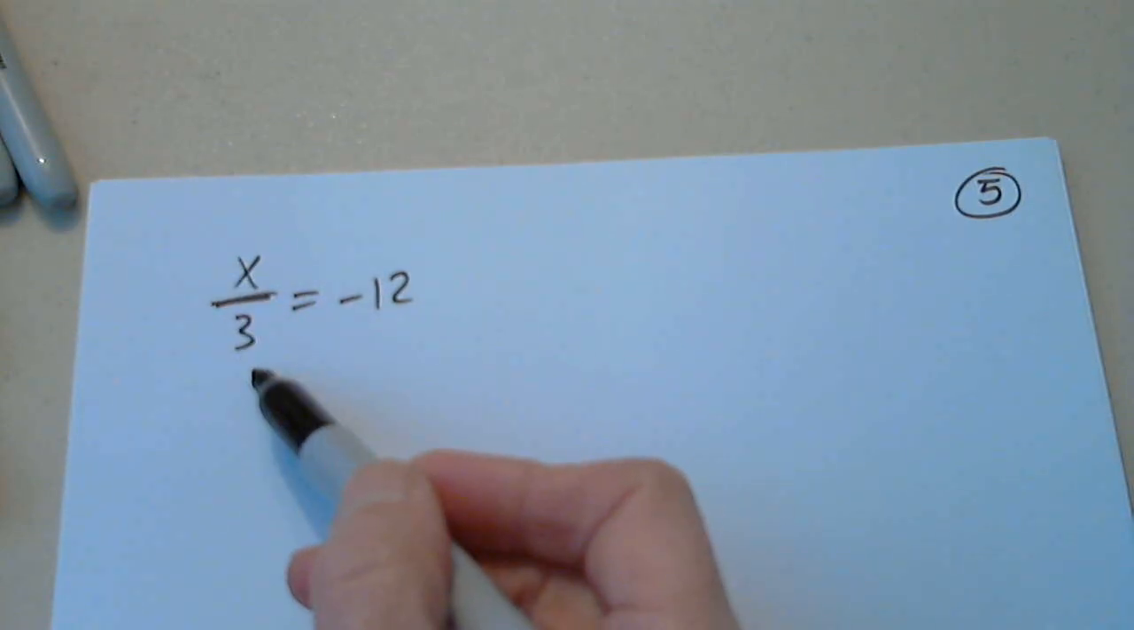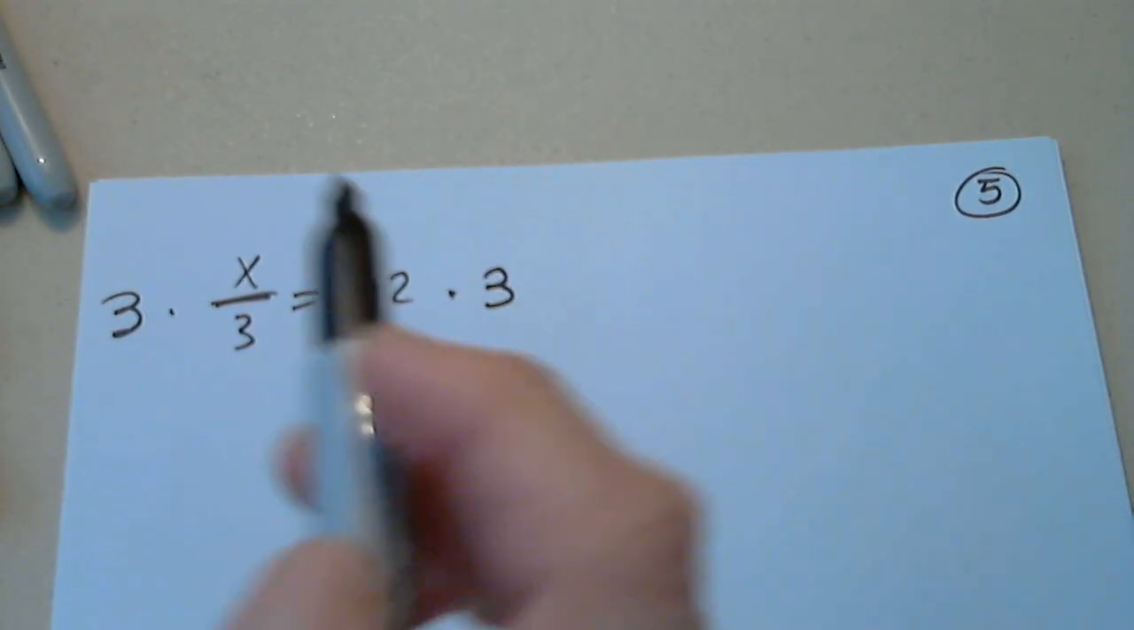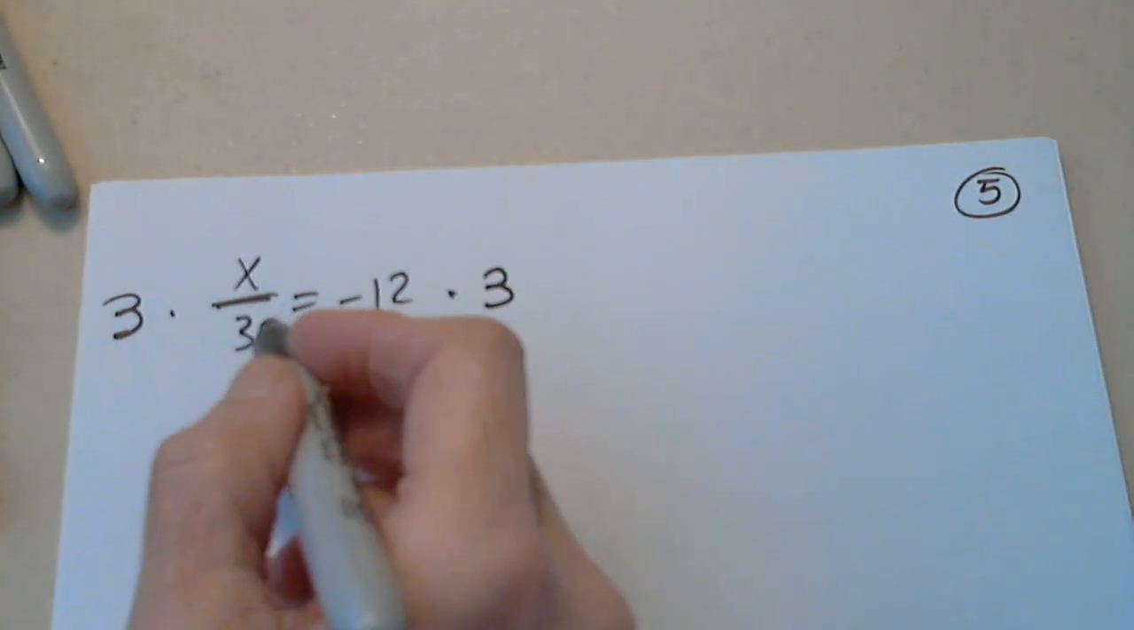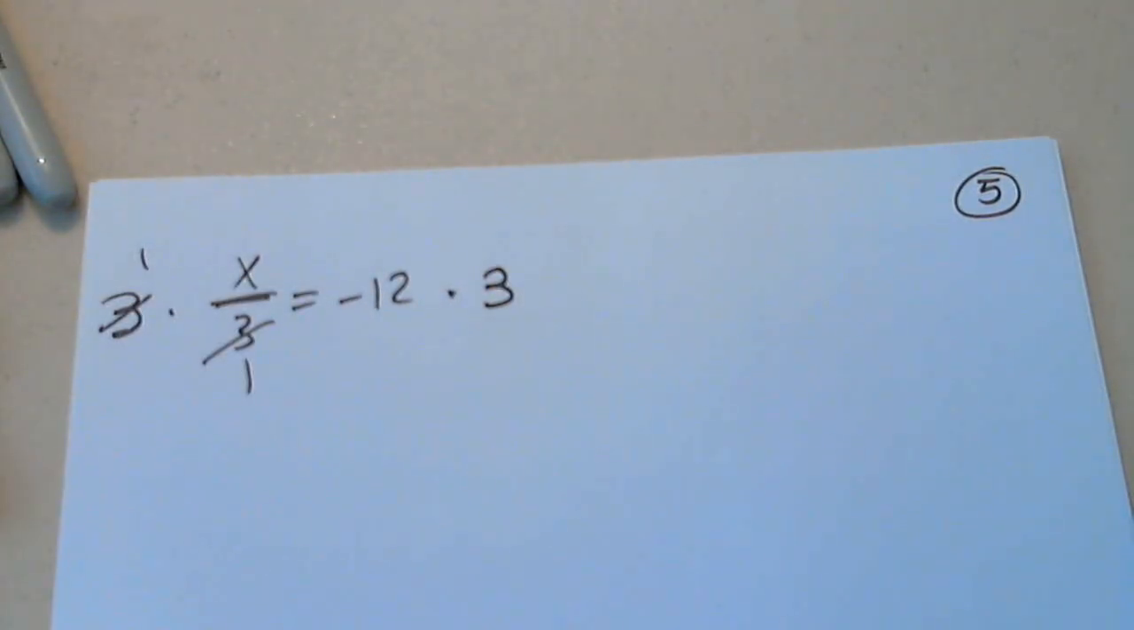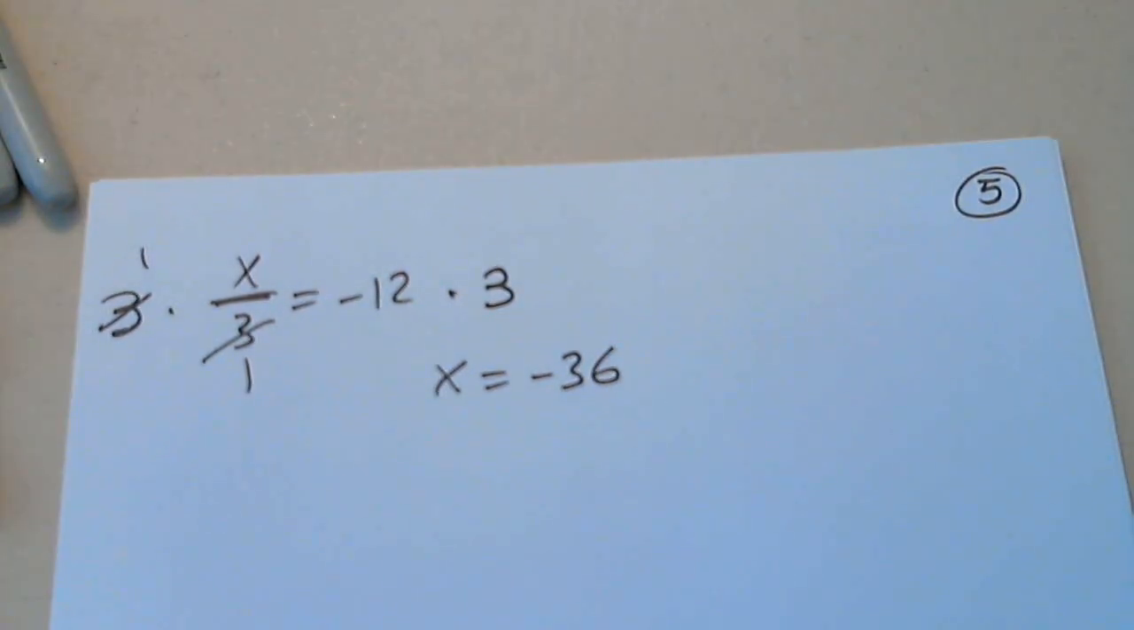There is a division by 3 that I need to take care of. So multiplying both sides by 3 is exactly what I need to do, and I will simplify. And I got the answer. So x equals negative 36. Good. Okay, let's choose one of these two.